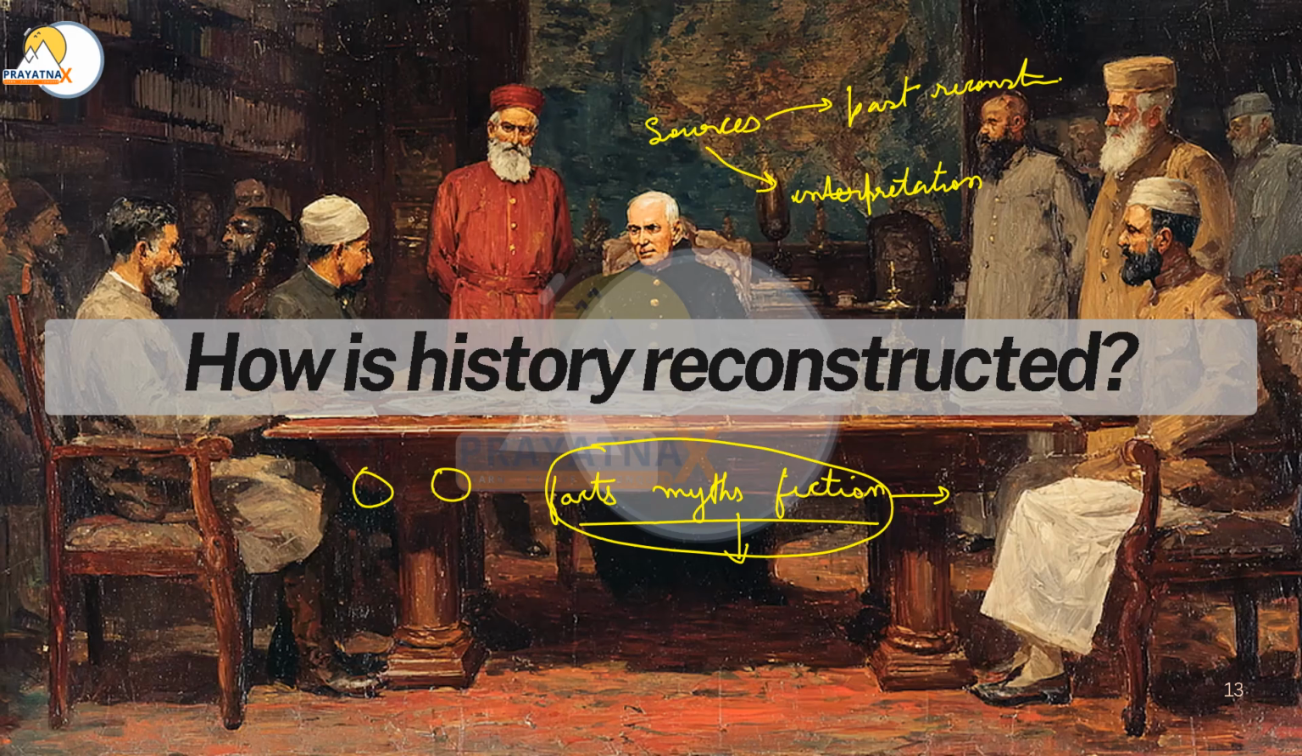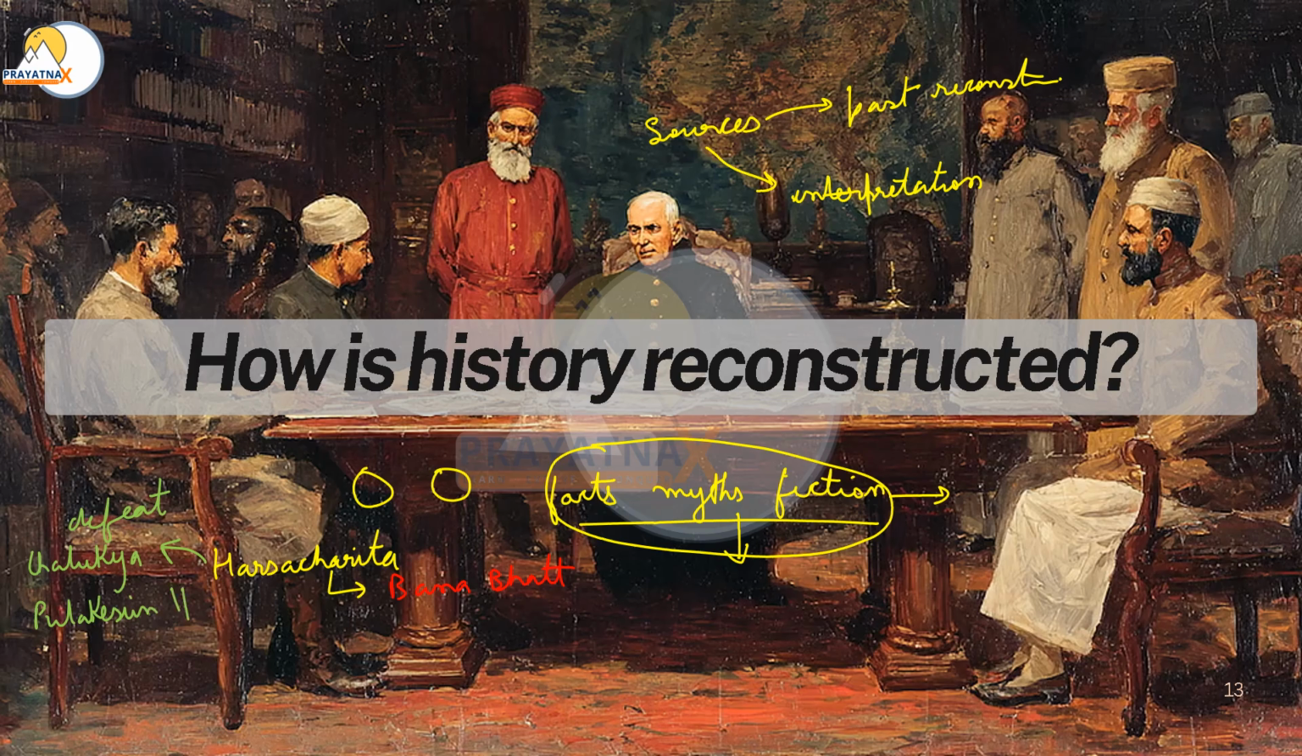Now, a small example which I would like to point out here is in the Harsha Charita, which is an account of King Harsha, written by Banabhatta. In this, there is no mention of the defeat of King Harsha at the hands of the Chalukya ruler Pulkesin II.